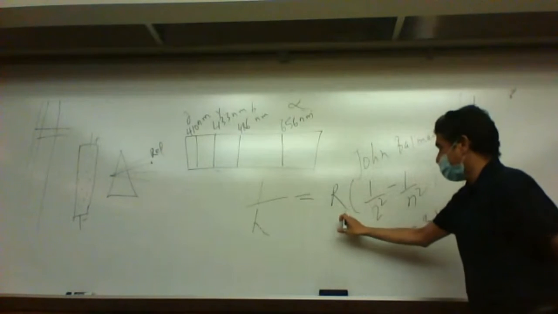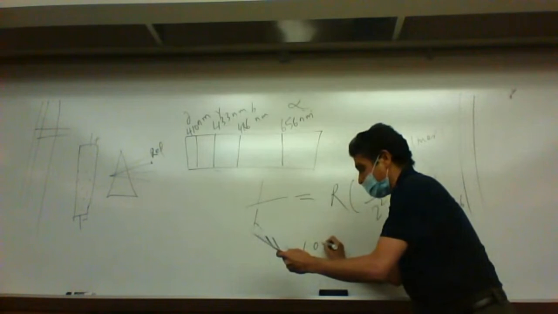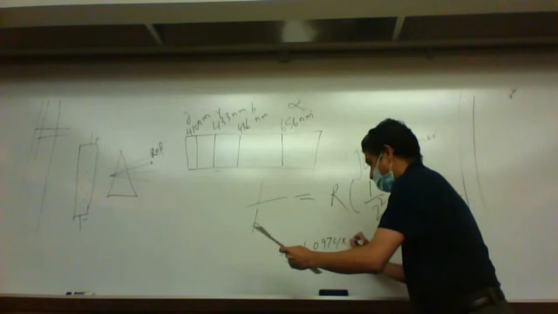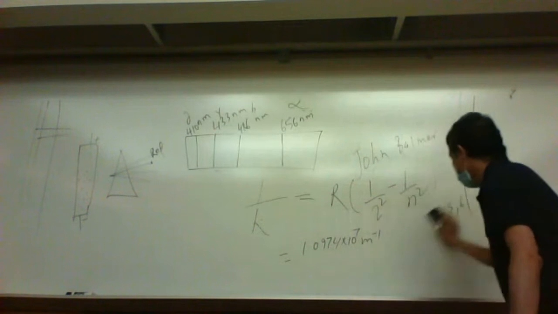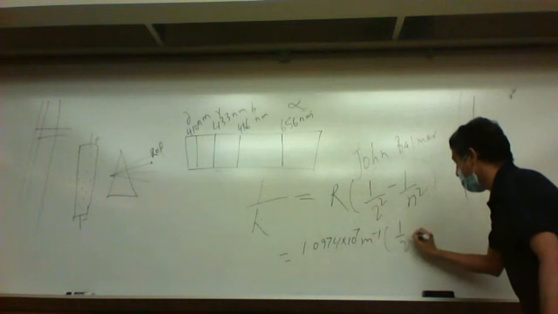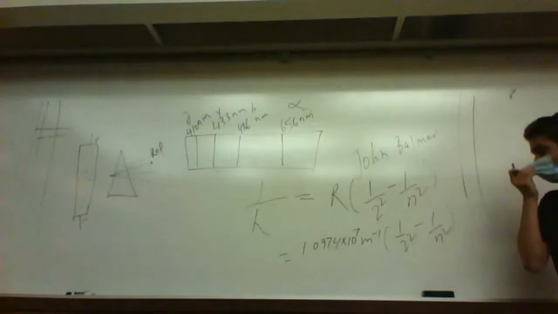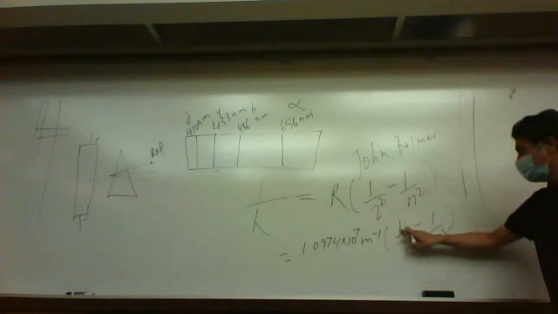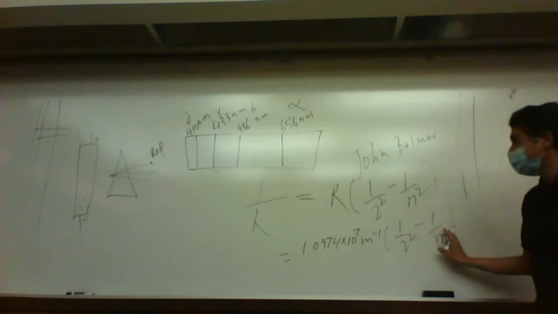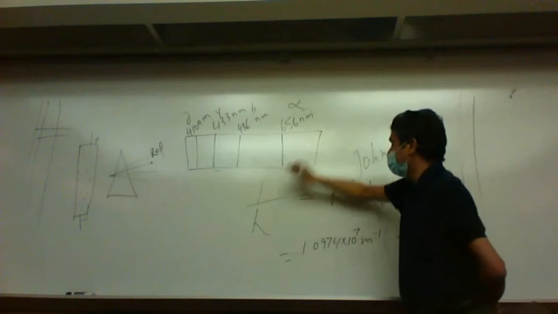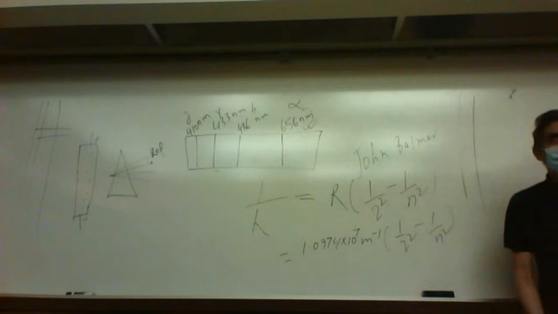And then he put the value of R here. The value of R he put was 1.0974 times 10 to the power 7 per meter, and then one time he put 1 by 2 square minus 1 by n square. So one time he put the value 3 here. So this is a constant, and 1 by 2 square gives you 1 by 4 minus 1 by 3 square gives you 1 by 9. And he put these numbers in the calculator, calculated the lambda, and he found exactly that number, 656. Make sense?